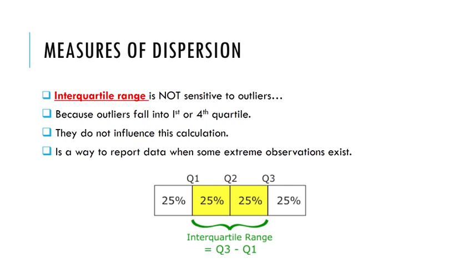Now we've got even more things that we can report about our data. We've talked about two measures of dispersion, range and interquartile range, but there are more.